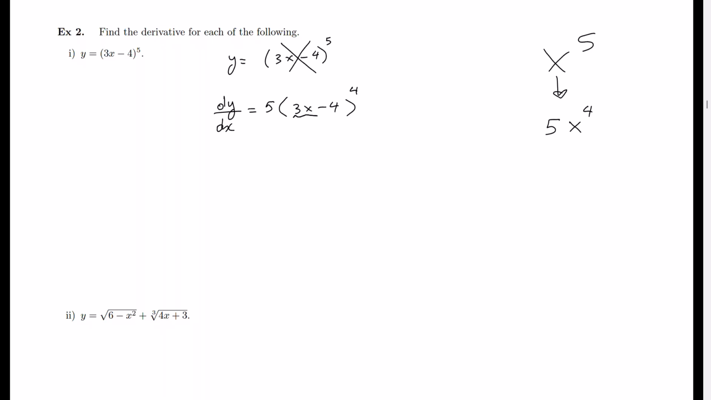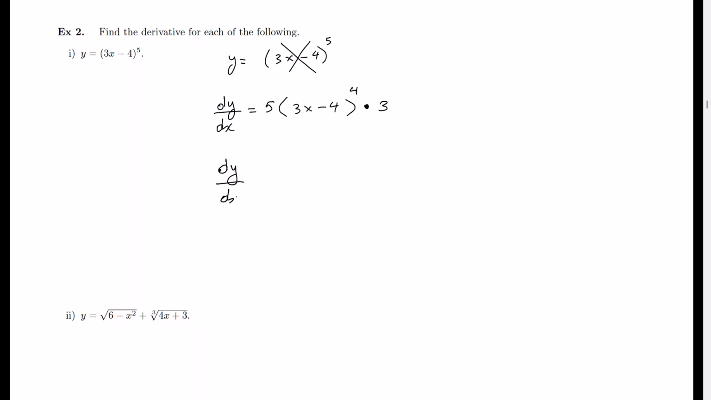And since my base was not regular x, I'm going to multiply the answer that I just got by the derivative of the inside. So the 3x minus 4, what is its derivative? Well, it's simply 3, because the derivative of 3x is 3 and the derivative of 4 is basically 0. So now that I've found this part, all I have to do is multiply the 3 and the 5 to get my final answer.